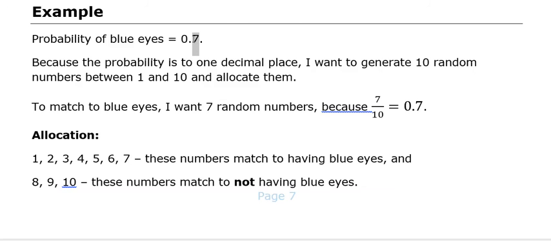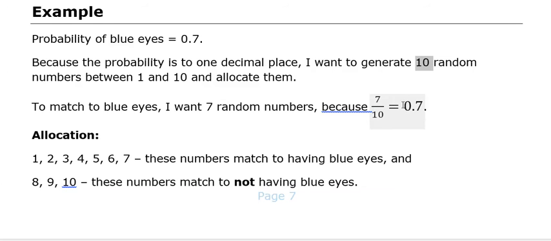So it's my tenths column, so I'm going to generate 10 random numbers between 1 and 10, and I'm going to allocate them. That means to match up to the blue eyes, I need 7 random numbers. I know that I need 7 random numbers because if I take that 7 over 10, that 10 comes from the fact that I'm generating 10 random numbers.